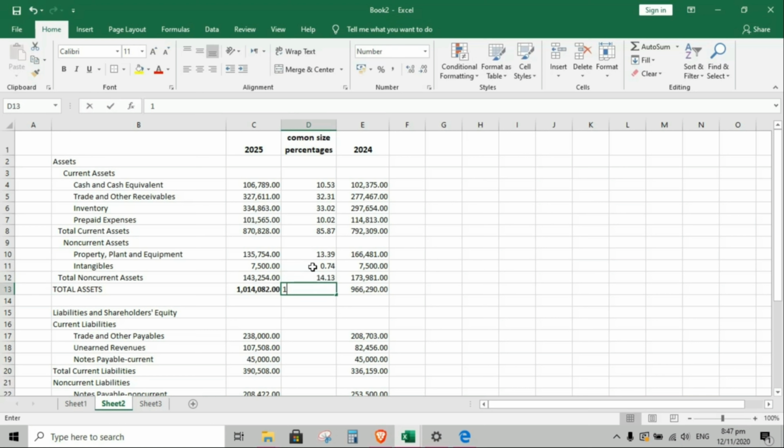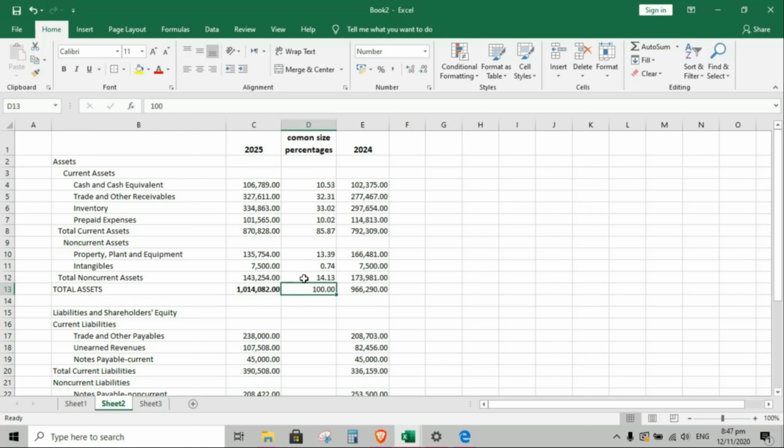So, bakit 100% niya siya dyan? Siyempre, kasi dinivide natin siya sa sarili niya. Kaya 100. 1,014,082 divided by 1,040,000 kasi total asset yung base natin eh. Then times 100, 1 times 100 is equal to 100. Kaya ganyan. So, ganun din yung gagawin nyo dito.